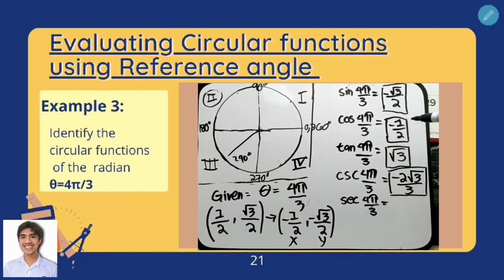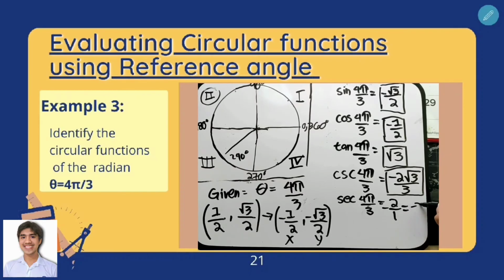Next, let's find our secant of 4 pi over 3. Secant is the reciprocal of cosine. From that, we will have negative 2 over 1, or in simplified form, negative 2.